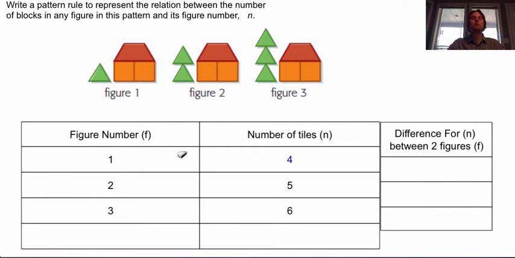Now based off this, can we guess how many tiles would be in figure 4? Every time we're just adding one of these green triangles, right? So we would have one more green triangle on top for figure 4. So that would give us a total of 7 tiles. Now this is nice here, but we want to make a formula on this. And this is kind of how we do this.